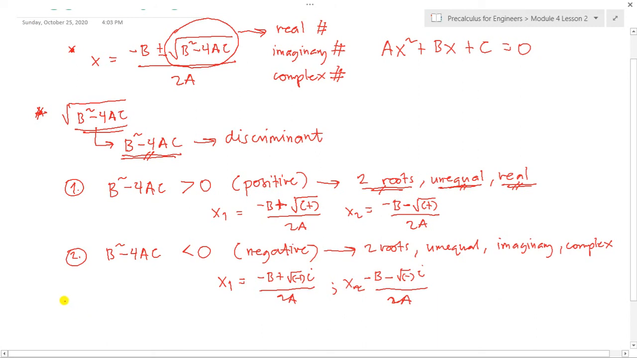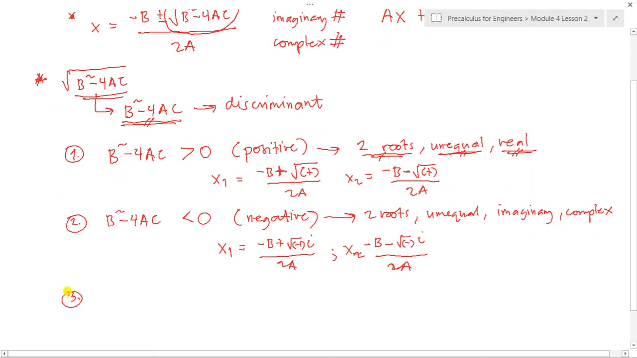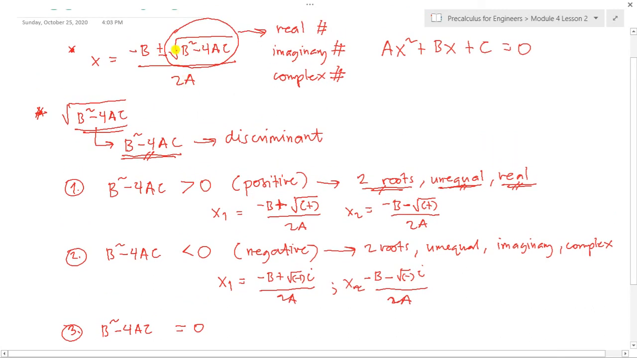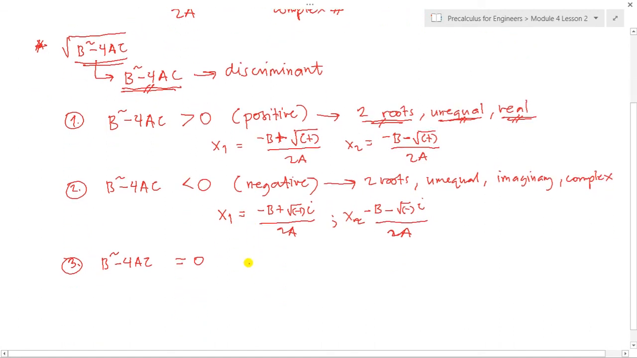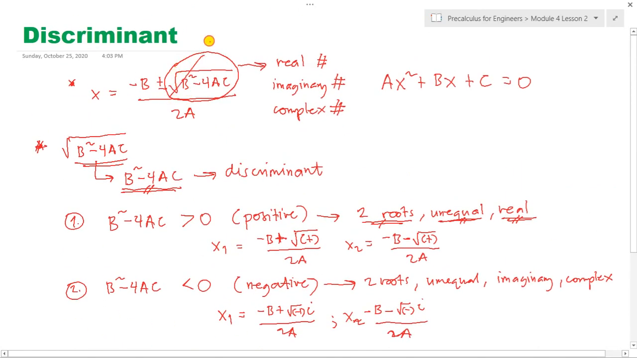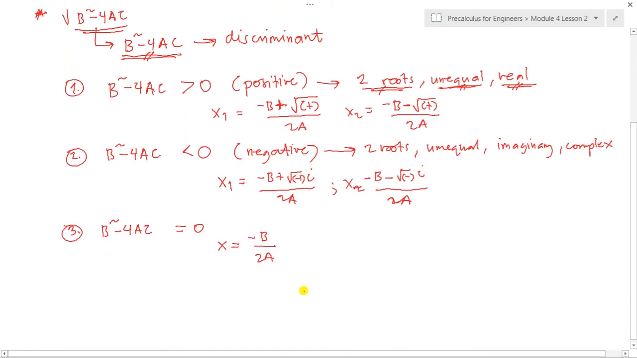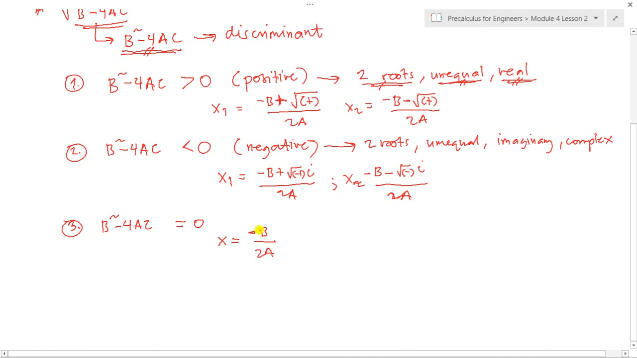How about if our discriminant b squared minus 4ac is equal to 0? So meaning our discriminant is 0. So kapag mag-0 to, from our quadratic formula, if the b squared minus 4ac is 0, magiging ganito na lang. x is equal to negative b all over 2a. Kasi diba, this one will be 0, so negative b over 2a na lang. Ito na lang yung matitira. So here, negative b over 2a.